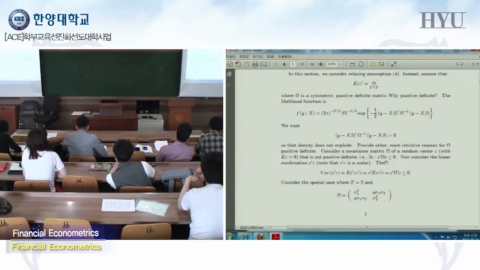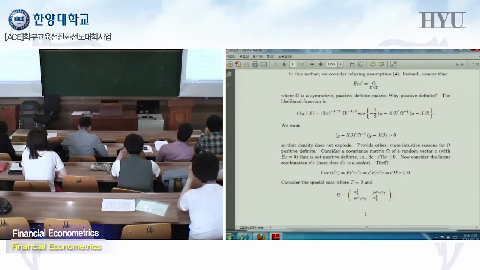Now consider the linear combination c prime epsilon. Note that c prime epsilon is always a scalar, so the variance of c prime epsilon is just a number. The variance of c prime epsilon is the expectation of c prime epsilon epsilon prime c. That is c prime times the expectation of epsilon epsilon prime times c, and we know the expectation of epsilon epsilon prime is omega. So it is c prime omega prime c, but omega prime is the same as omega, and this is less than 0. So it does not make sense.